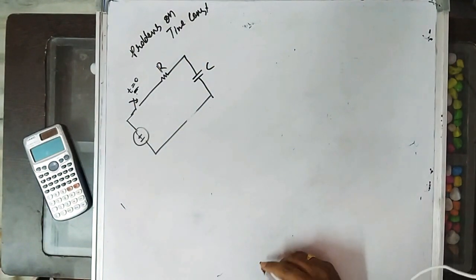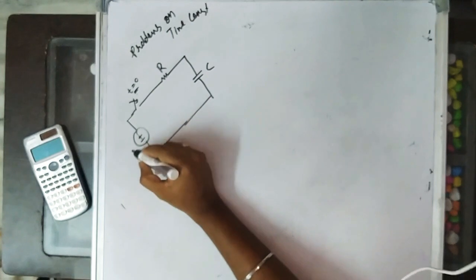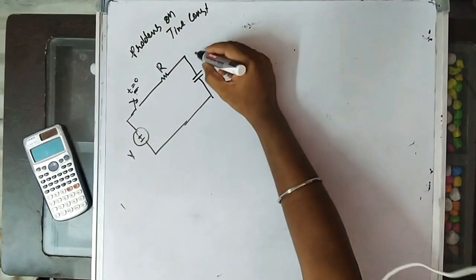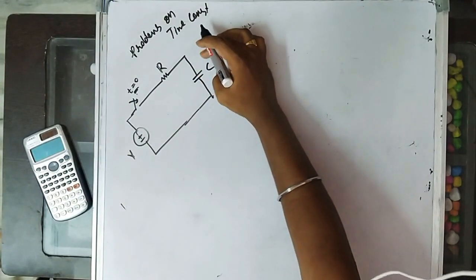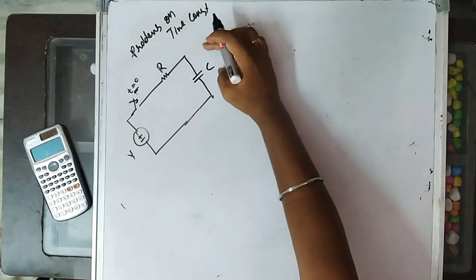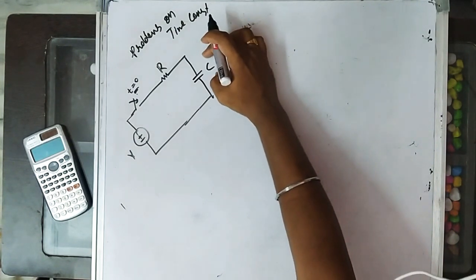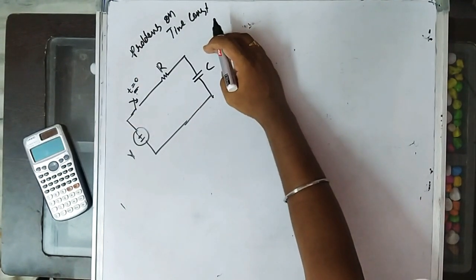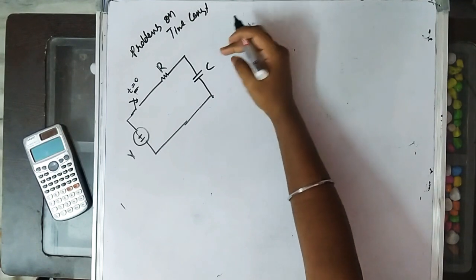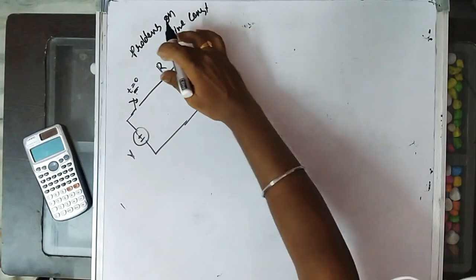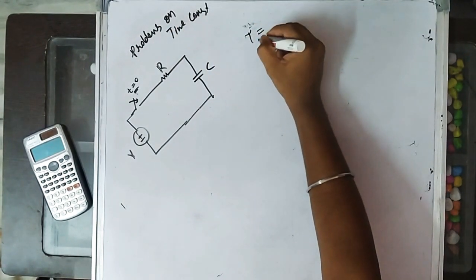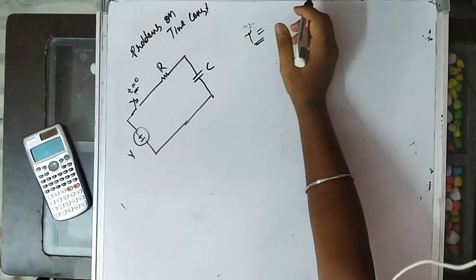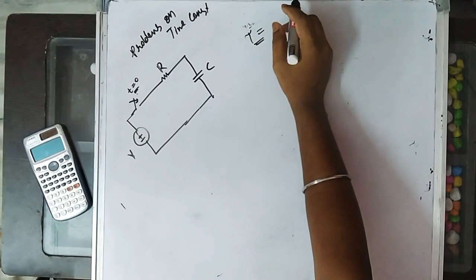So here this is a voltage V. Initially there may be a voltage across the capacitor, or there may not be. If there is a voltage across the capacitor and you close the switch, that capacitor will be charged again. That change of the capacitor depends upon R and C, the time constant only. If the time constant is high, it takes more time. If the time constant is less, it takes less time.